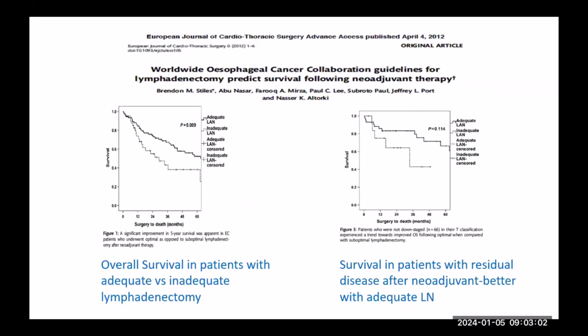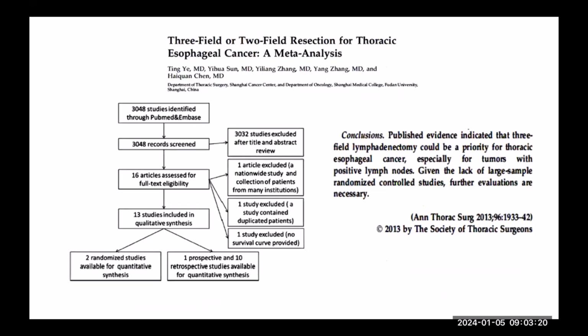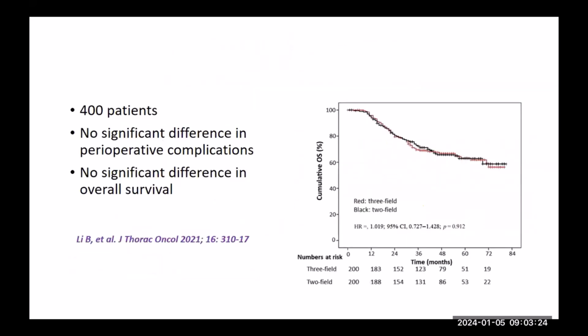There was a Worldwide Esophageal Cancer Collaboration guideline for lymphadenectomy, which predicts the survival following neoadjuvant therapy. If the patient has undergone an adequate lymphadenectomy, there will be an OS benefit. A survival benefit was seen in this patient population across both the squamous cell as well as adenocarcinoma groups.